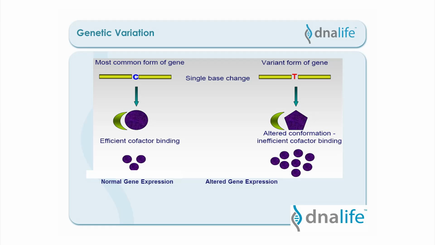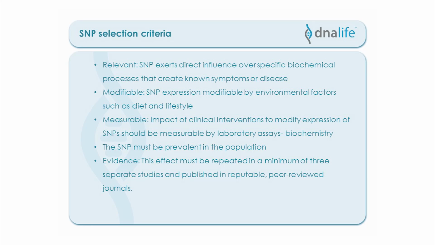Now, we spoke earlier about the 3 billion base pairs that make up our DNA, and that the genetic variation exists within less than 0.1% of this 3 billion base pairs. 0.1% of 3 billion is still a really big number. So how do we at DNA Life decide which of these SNPs are relevant for inclusion in our genetic test? And we've got some very specific criteria that we look at to justify including a SNP in the test for analysis and reporting to the doctors.